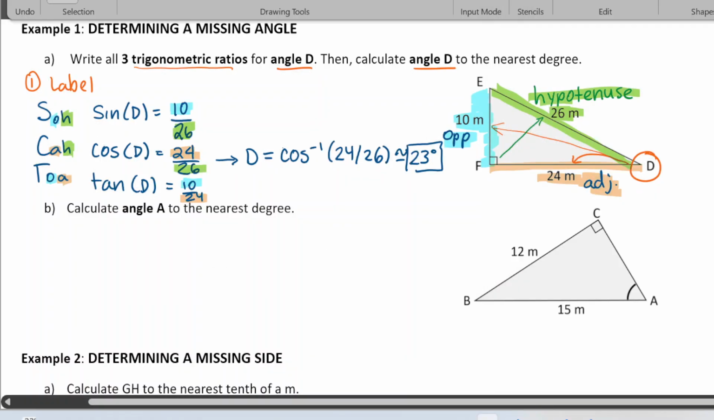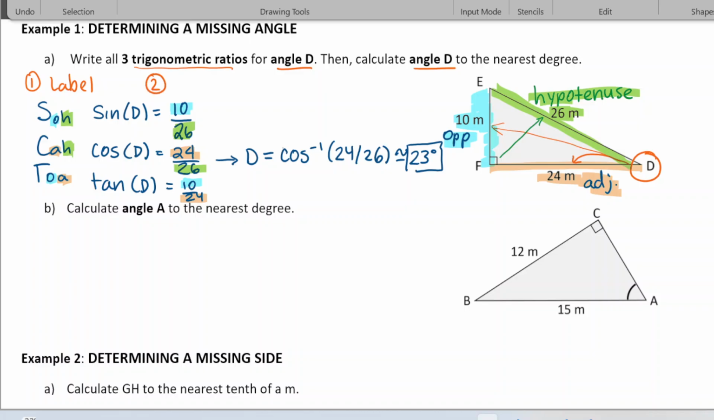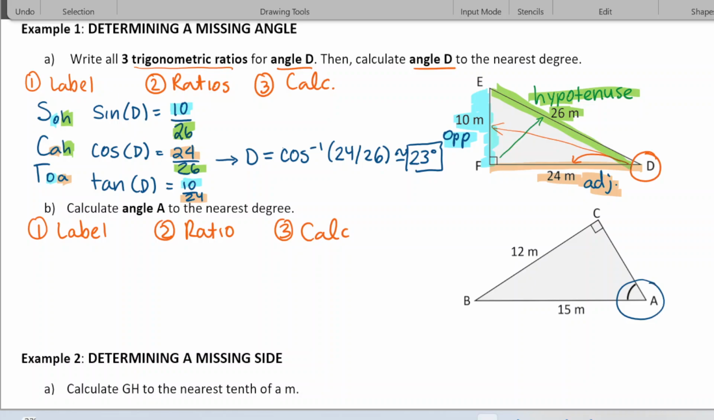Okay, so let's do this example here. I'm just going to finish writing the steps. Ratios, and then 3 is calculating. Okay, so same 3 steps, pretty much every single question in this whole unit. Okay, so let's start with our labels. We're trying to calculate angle A here. So we want to label everything based off of that. So the side right across from A is the opposite side. And the side right next to A is the adjacent side. And then the longest side right across from the right angle is our hypotenuse.